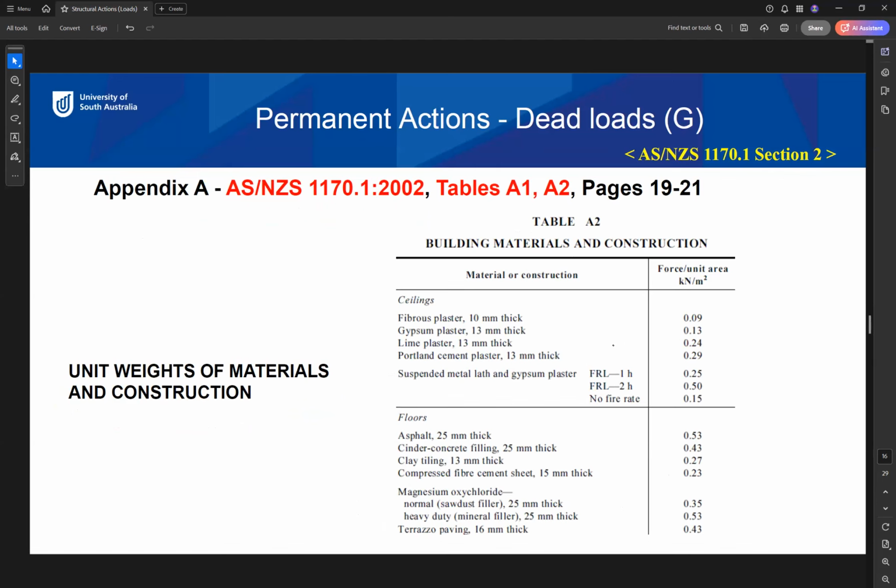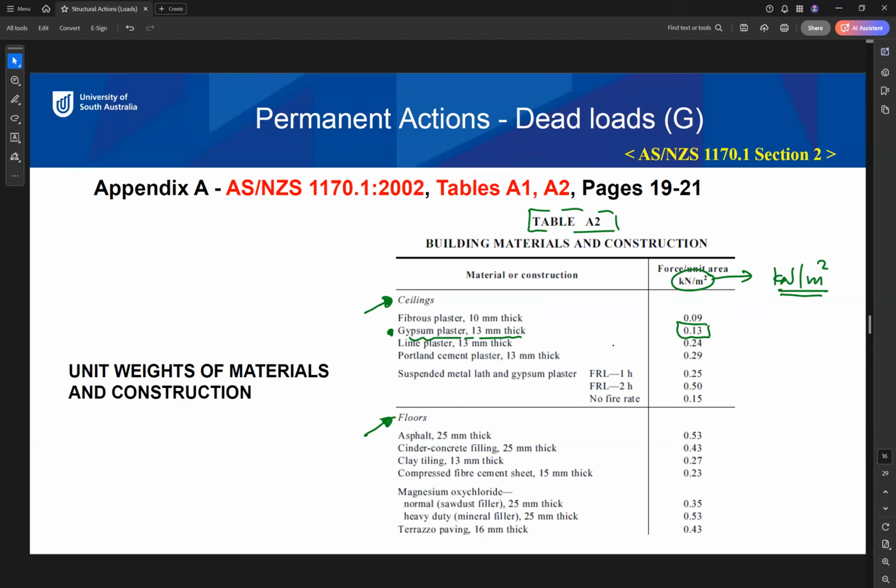And other types of material are given in Table A2, for example, for ceilings or floors. So for example, if we have a ceiling of gypsum plaster, 13 millimeter thick, the unit weight is given as 0.13, but here the unit is kilonewton per square meter. So Table A1 is kilonewton per cubic meter, Table A2 is kilonewton per square meter.